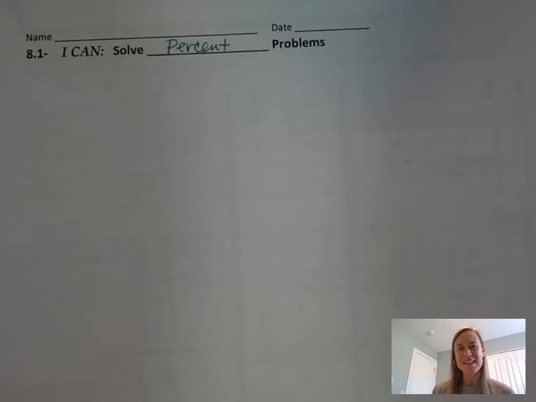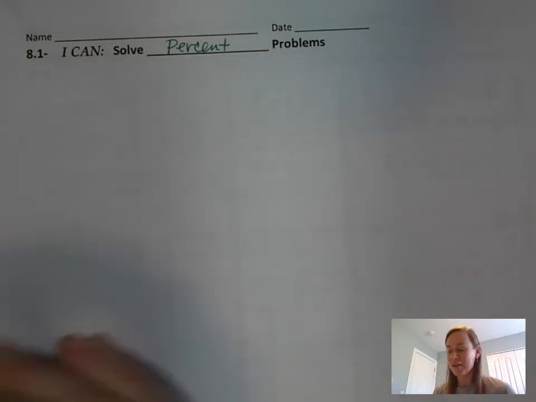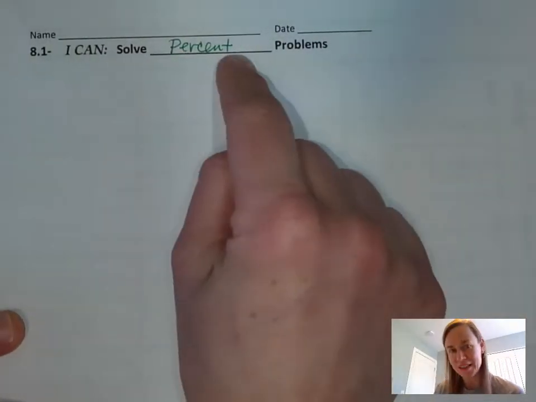We've got a new unit to start today, and this unit is all about percents. So let's get started with that I can statement. Our I can statement for today is I can solve percent problems.